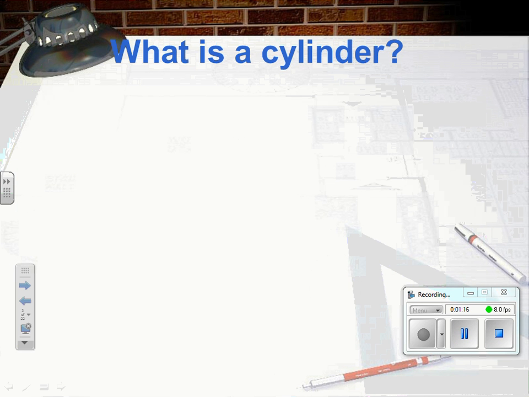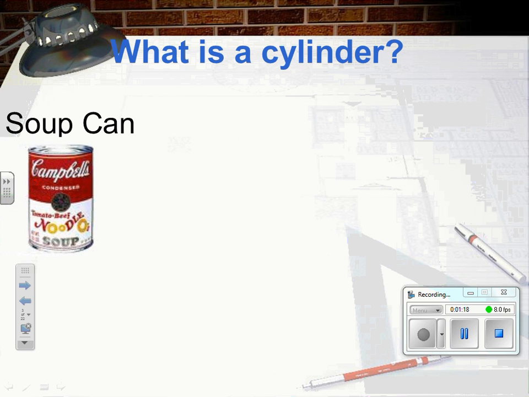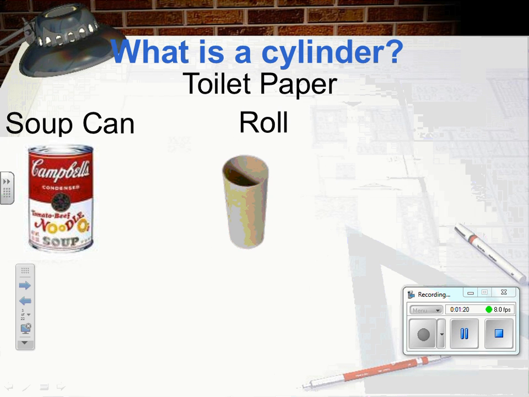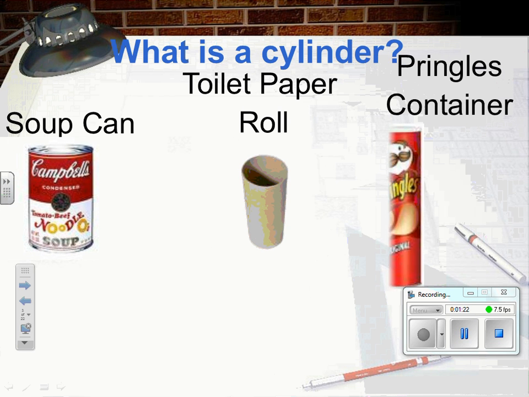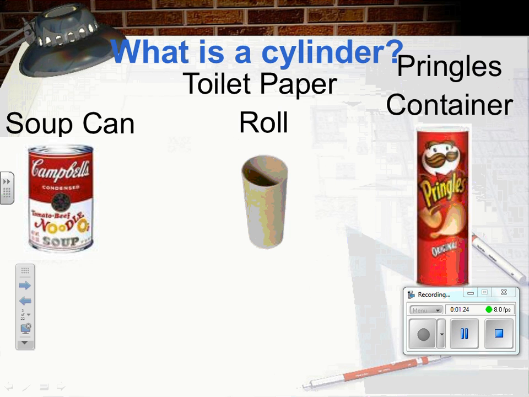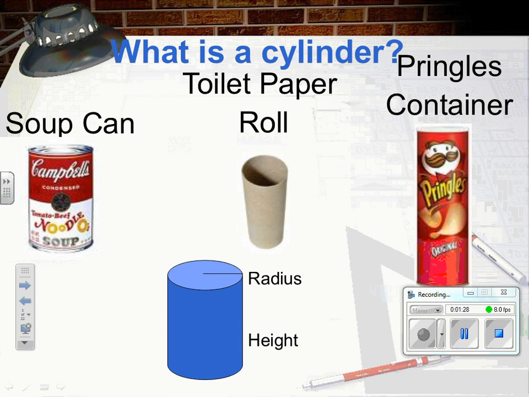So then the question is, what's a cylinder? A cylinder can be your soup can. It can be a toilet paper roll. It could also be a Pringles container. I know you're probably sitting there thinking, I'm hungry now. So when we talk about our cylinder, there are 2 main areas of measurement that we need to consider, and that's the radius and the height.